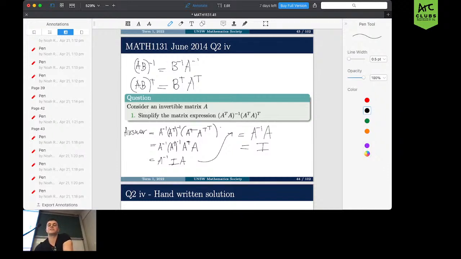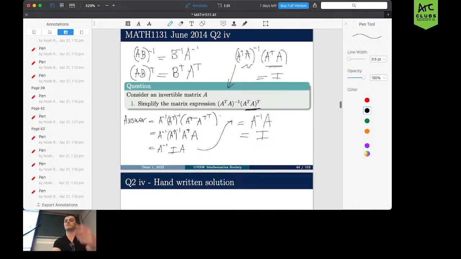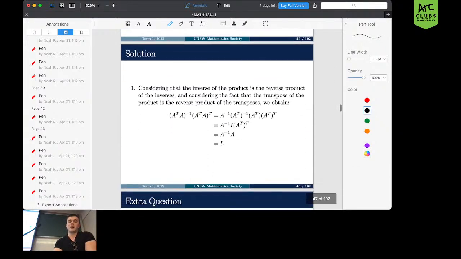A slightly quicker way to do this would be to leave this guy. So, alternative solution, you could leave this guy, so A transpose A inverse, and then you could just fiddle with this one. So that would be A transpose, which is just A. Inverse, original, cancels, you get I. But yeah, I think this one is good because it just shows a long way.